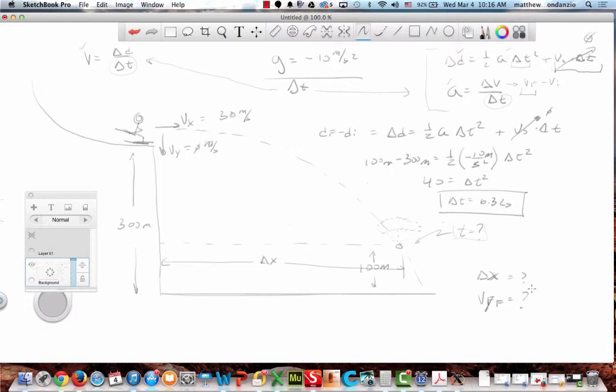So at this point, I have my velocity, which I do, and I have the delta time, which we figured out at that point. I have to figure out the delta distance horizontally. Okay? You see what I'm saying?